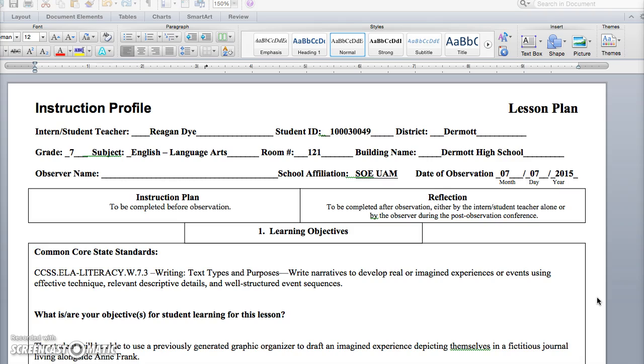My name is Reagan, and I am a secondary English teacher for the Dermont School District. This lesson plan is for my 7th graders.